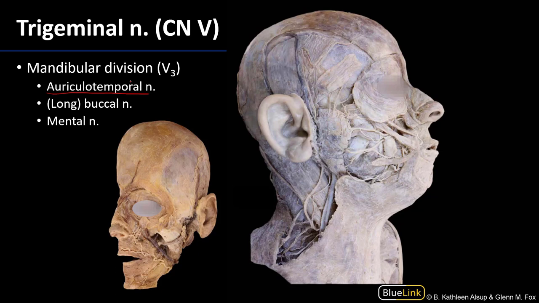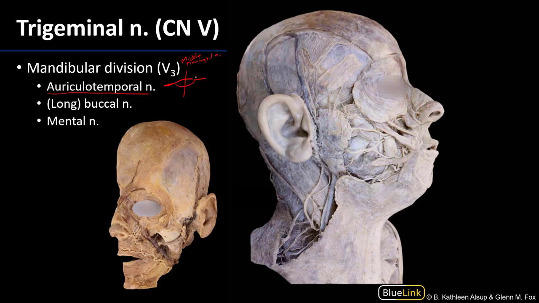The auriculotemporal nerve has an interesting pattern as it branches off of the trunk of V3. It splits and it wraps around. So as it goes posteriorly, it splits like so, before coming back together, and it wraps around an artery called the middle meningeal artery. The middle meningeal artery goes up to serve the meninges.